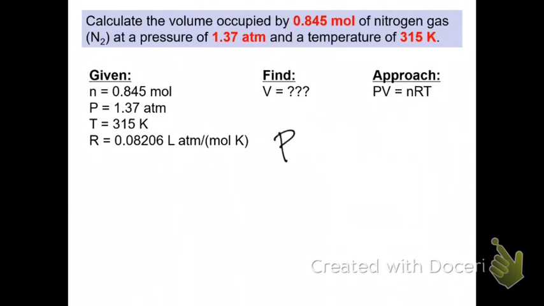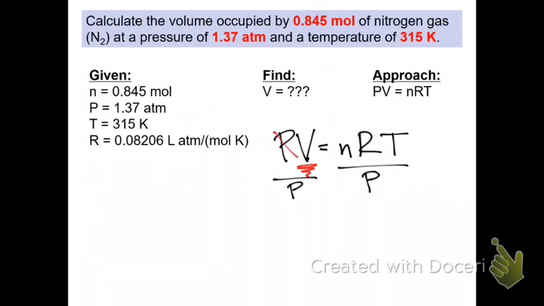All right, so PV equals nRT. And we want to isolate V by itself, and we can do so by dividing both sides by P. You can see how P would cancel, leaving you with the formula for volume.